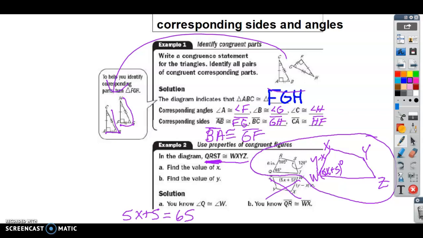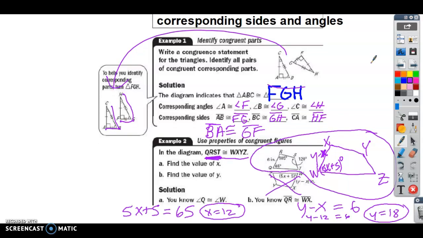Then they're asking for the value of y. Well, once we find the value of x, we're going to be able to plug it in for x here, and then we'll know y minus x should equal 6. So we could find that value. Go ahead and do that for both of those, and then I'll show you the answers.